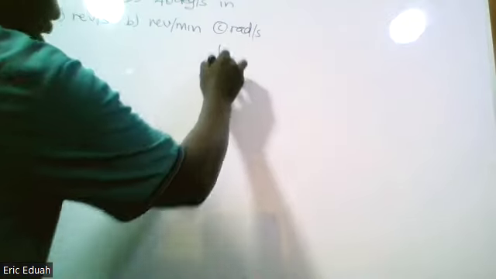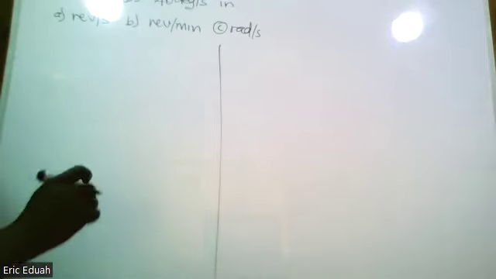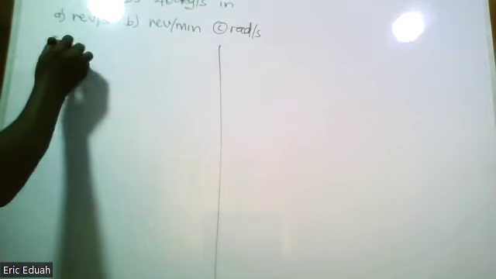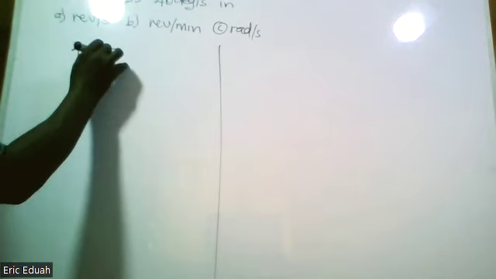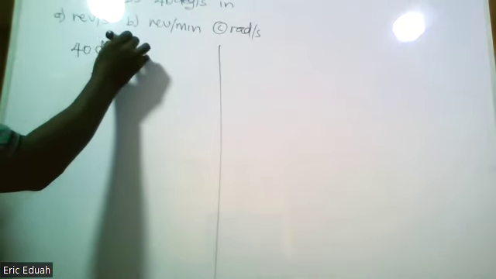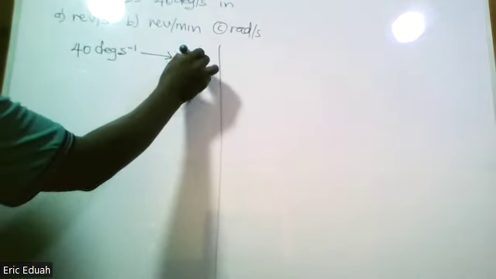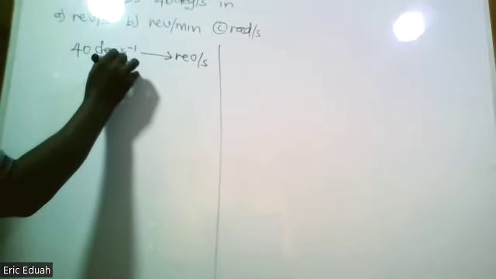Or I ask you to express 40 degree per second in rev per second, revolution per second, or rev per minute. So we have 40 degree per second to be converted to revolution per second. So when we look at this, we have 40 degree over 1 second.